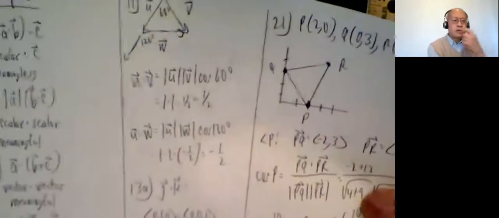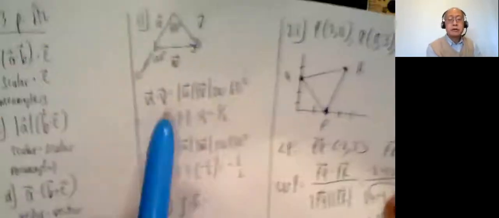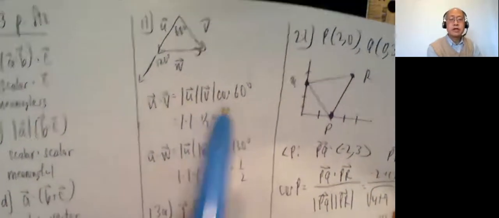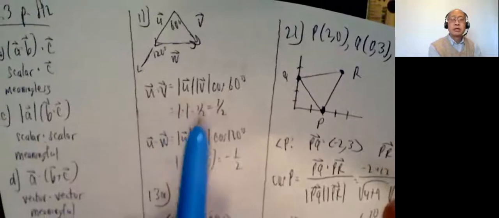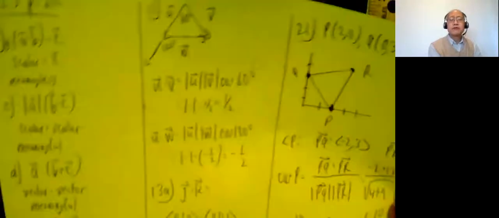All right, it's an equilateral triangle, so this is 60 degrees. So U dot V is magnitude of U, magnitude of V, cosine of 60 degrees, which is 1 times 1 times cosine of 60 degrees, which is a half. Final answer is a half.